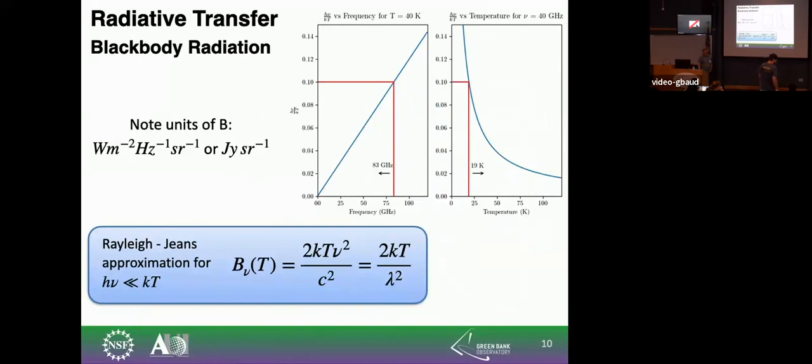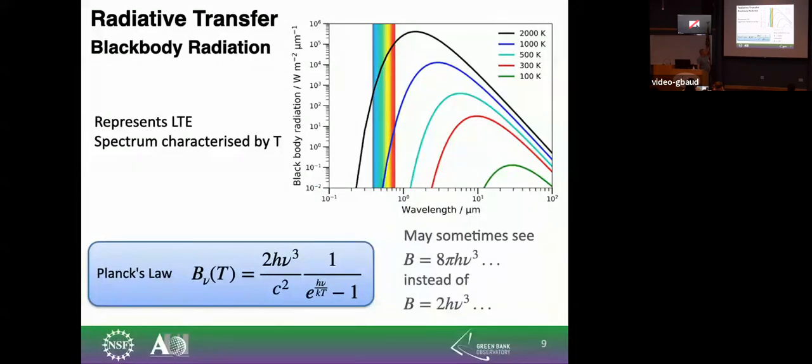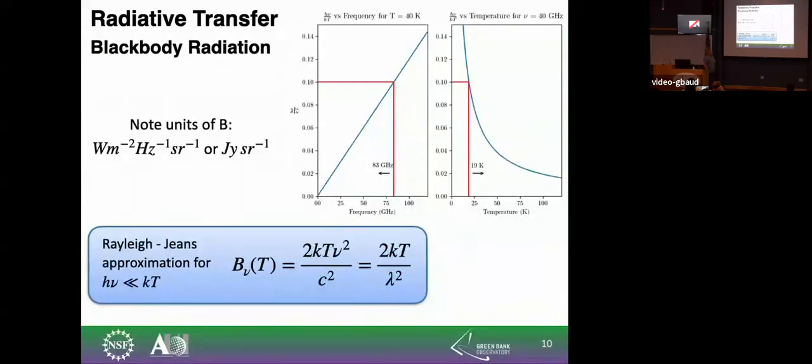We often take that Planck law and put it into the limit where h nu is much less than kT. That allows us to get rid of the exponent part of the equation and just simplify it. And this is the Rayleigh-Jeans approximation that's used a lot in radio astronomy. But especially for the GBT, this is potentially hazardous because we actually cover frequencies where this is not true and we cover temperatures where this is not true. So it's good to have a rough idea of where those limits are.